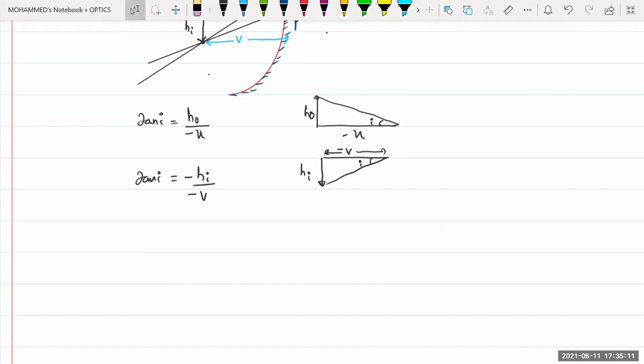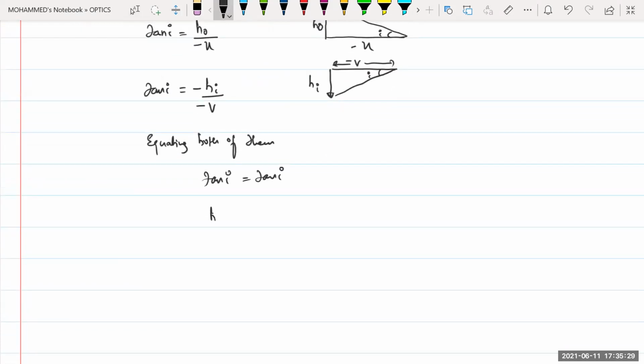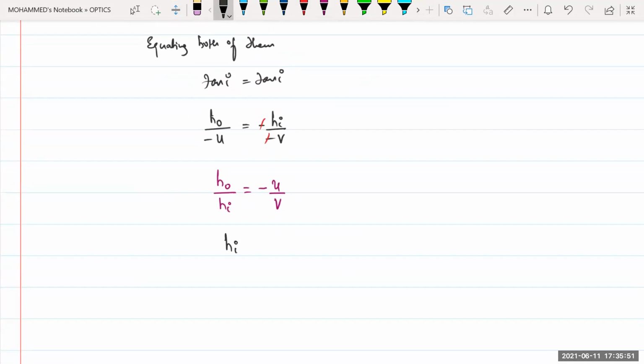As both of them are the same, can I equate them? Equating both of them, tan I gives height of object divided by minus u is equal to minus height of image divided by minus v. This minus will get cancelled. So height of object divided by height of image will be equal to minus u by v. But we need height of image, so height of image divided by height of object will be equal to minus v by u.